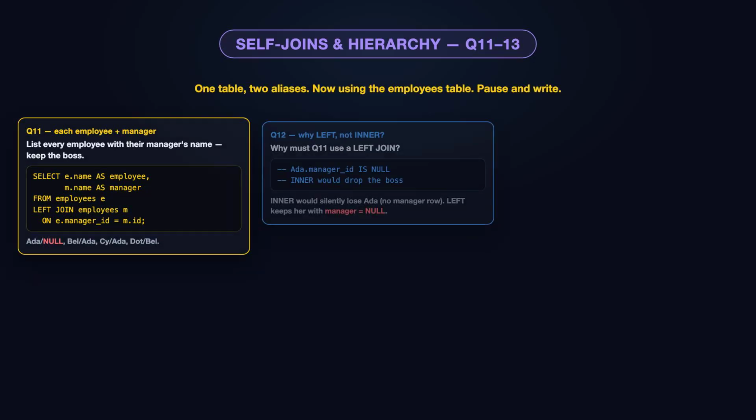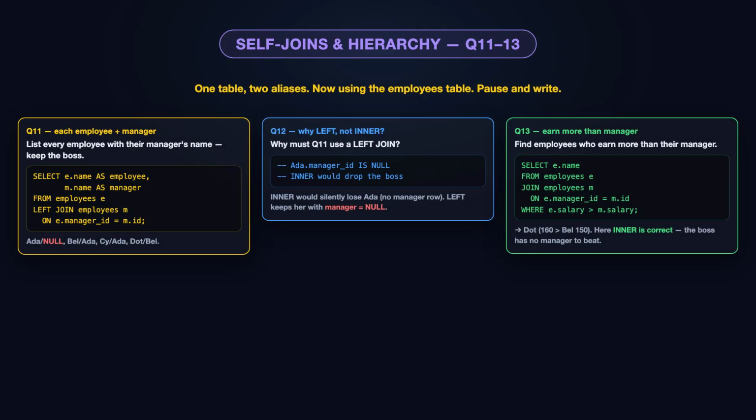Self-joins and hierarchy, questions 11 through 13. Now we switch to the employees table, where each row points at its manager in the same table. Ada is the boss with a null manager, Bell and Cy report to Ada, and a fourth employee reports to Bell. Question 11, list every employee alongside their manager's name, and make sure the boss still shows up.